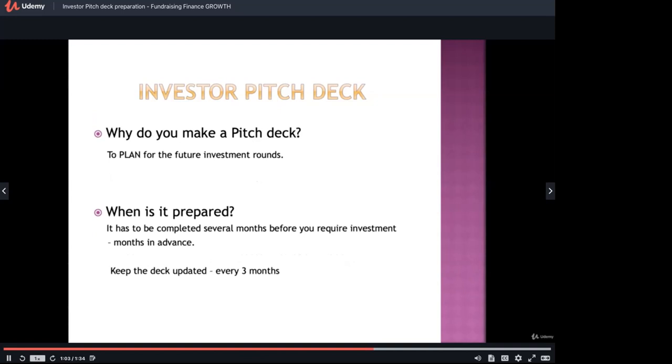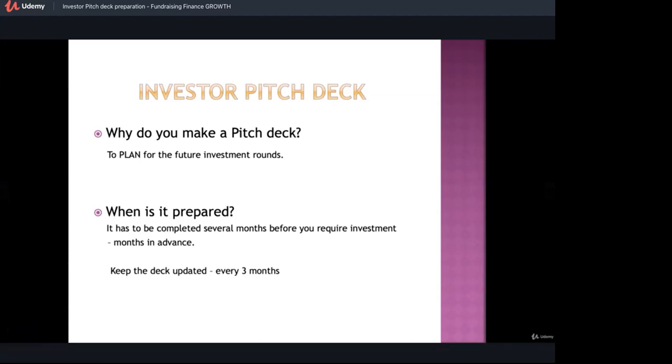Why do you make a pitch deck? You make a pitch deck in order to plan for future investment rounds. When is it prepared? You must prepare the pitch deck several months in advance of your funding requirements. You need this time in order to improve, iterate on your offering, and practice your pitching. Also, you will need to keep the pitch deck updated every few months.